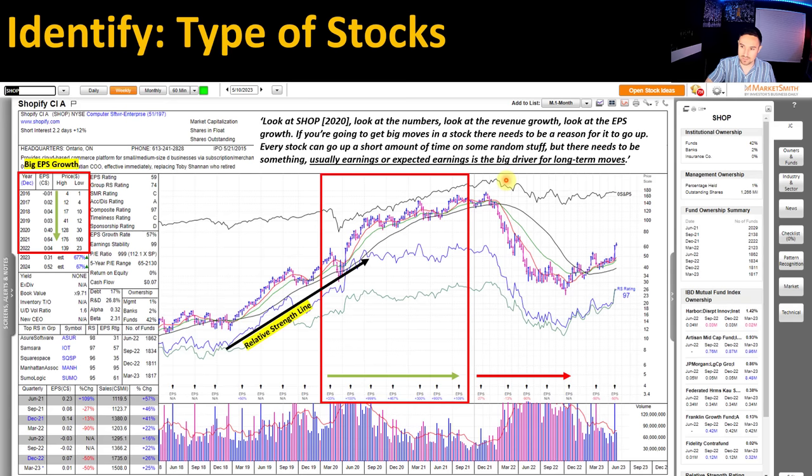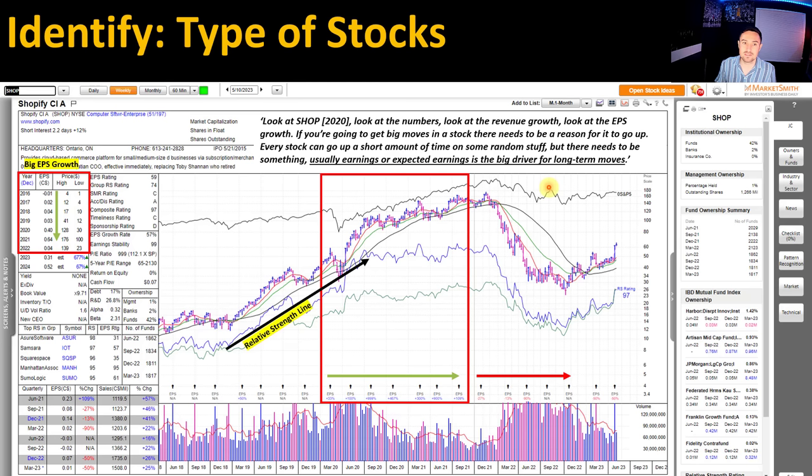Got one more for you. So this is Shopify, and we're going to be looking at it in this period in here. This is when he was talking about it. Look at Shop 2020. Look at the numbers. Look at the revenue growth. Look at the earnings per share growth. If you're going to get big moves in a stock, there needs to be a reason for it to go up. Every stock can go up a short amount of time on some random stuff, but there needs to be something. Usually earnings or unexpected earnings is the big driver for long-term moves.